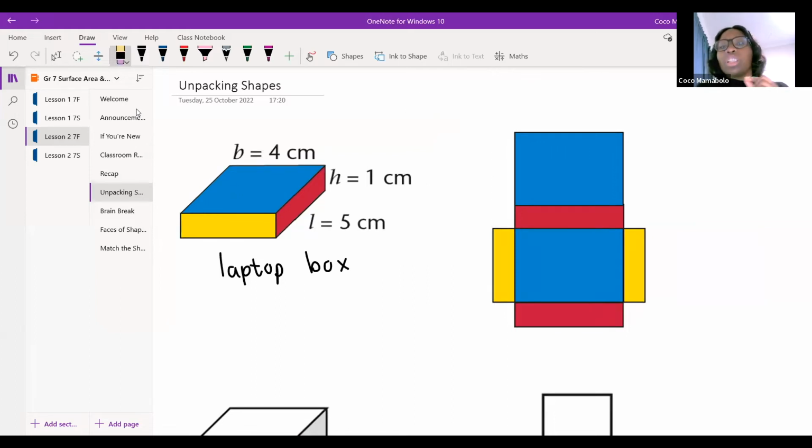But now we're not exactly going to be looking at volume today. And I know when we talk about 3D shapes, we normally talk about volume. Before we get to volume, we're going to be looking at something called surface area. Has anybody ever heard of surface area? I'll give you guys a hint. It has something to do with area.